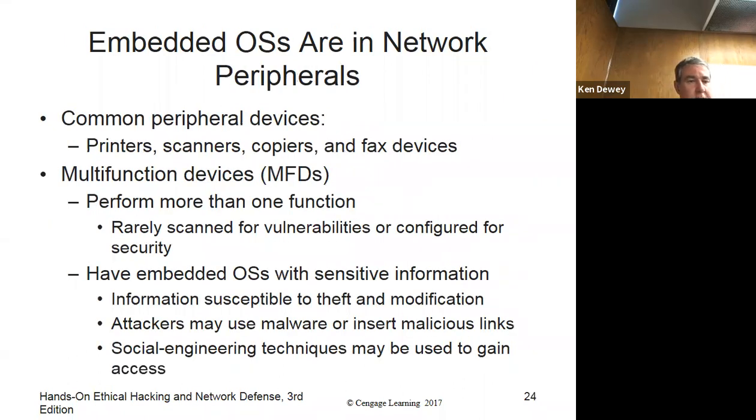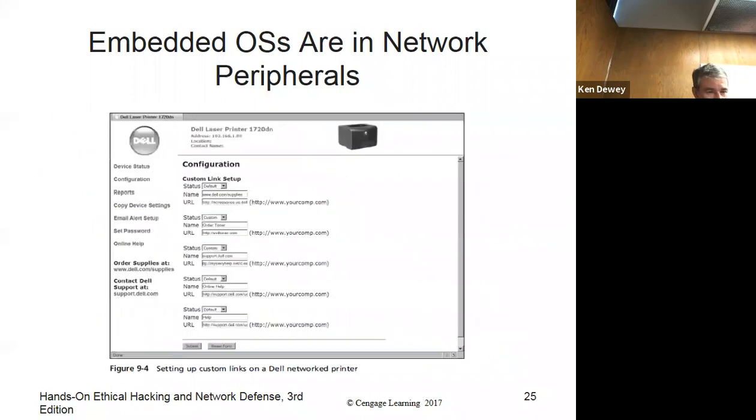Okay, they talk about multifunction devices. How many of you have a multifunction printer, scanner, fax, all that? I hated those for the longest time. You had a good printer, you had a good scanner, but no one really made one that worked well together. I finally found the Dell one that has been working great for 18 years now, maybe longer. I don't use it all that much, but they have embedded OSs in them. Here's what they can look like. Here's one from a Dell printer.